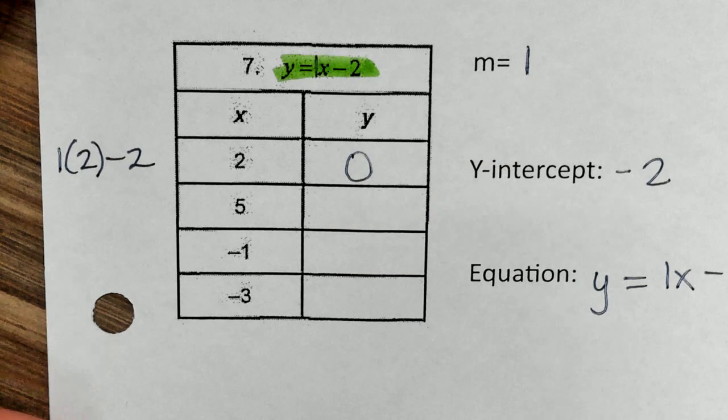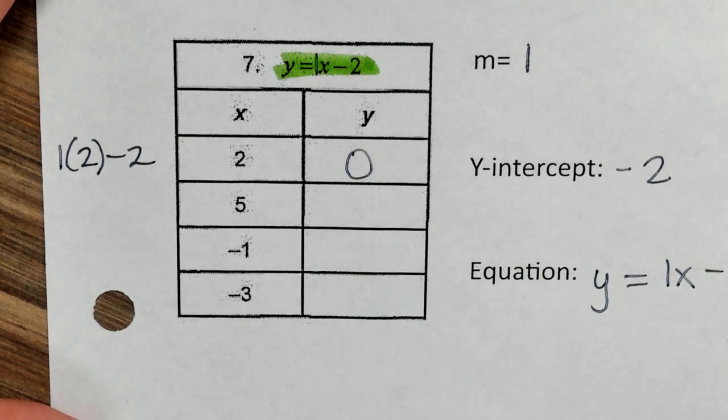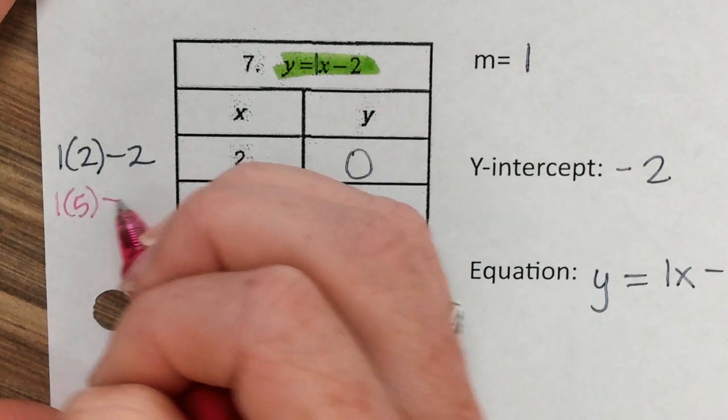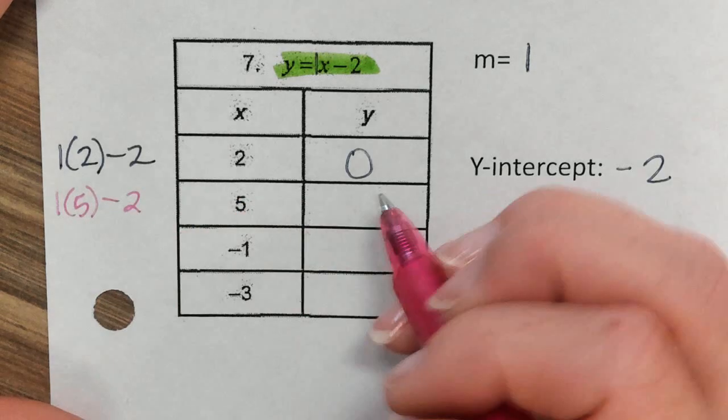Are y'all good? Now we're going to plug in what for x? So I'm going to do 1 times 5 minus 2. Well, what is 1 times 5? 5. What's 5 minus 2? 3.